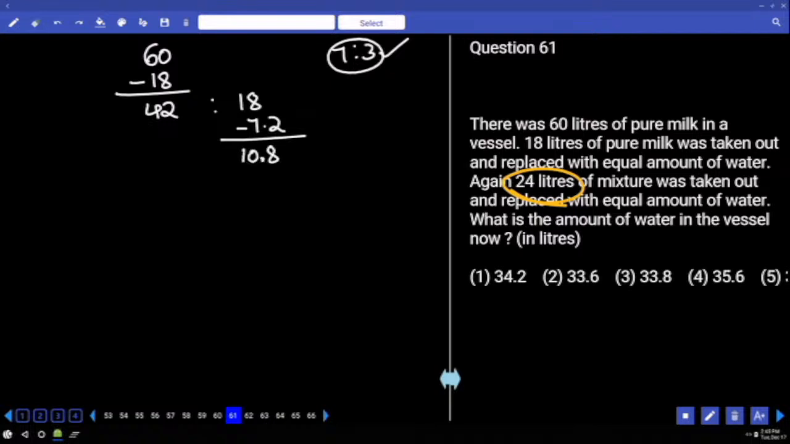10.8 plus, replaced with an equal amount of water or not? Plus 24. 24 plus 10.8. That's your answer. We need only the water quantity, so no need of bothering about milk.